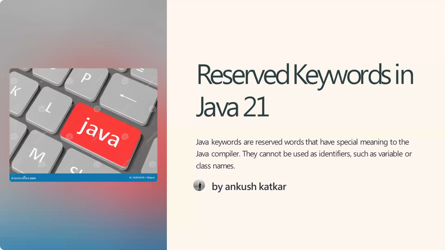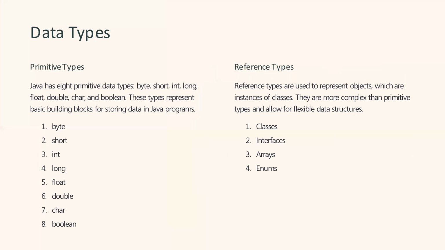Let's first understand here. If you see the data types given, the primitive types, Java has 8 primitive data types: byte, short, int, long, double, float, char, and boolean. These types represent basic building blocks for storing data in Java programs. We use these primitive data types to store data such as byte data. They have a defined range that we can store, like from 0 to 127 is the range for byte, then short, then int.